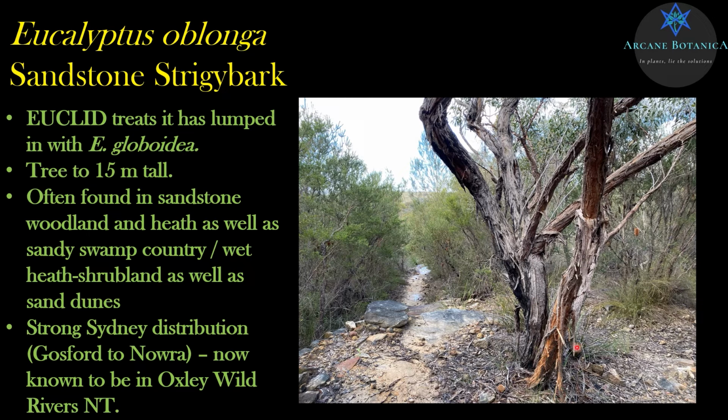You can see the big lumps of stringybark hanging down. 15 metres tall. Often found in sandstone woodland heath, as well as sandy swampy country, wet heath shrubland, as well as sand dunes. I have seen it on sand dunes around areas like La Perouse in Sydney. Strong Sydney distribution, Gosford to Nowra, and there's now known to be a disjunct population in Oxley Wild Rivers on the northern tablelands. That's well and truly separated, and someone reckons they've got it there.